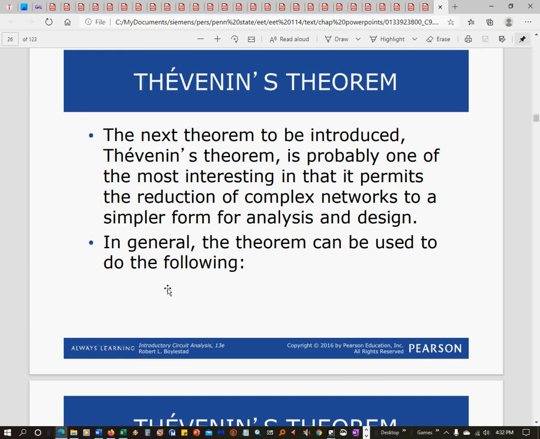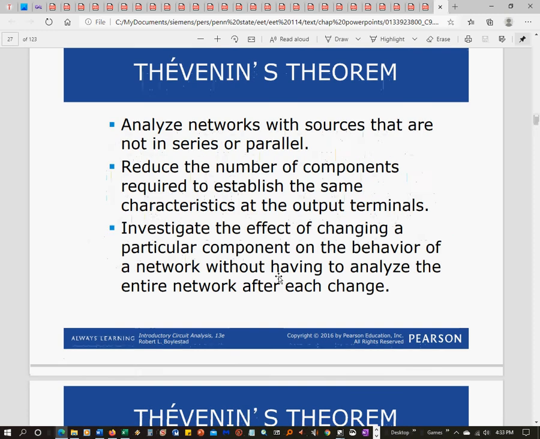AET 105, Chapter 9, Network Theorems, Thevenin's Theorem. This theorem is probably one of the most interesting in that it permits the reduction of a complex network to a simpler form for analysis and design. In general, the theorem could be used to do the following.